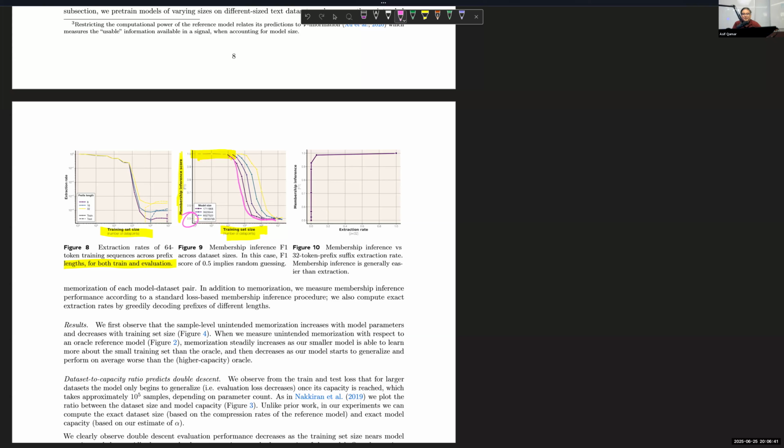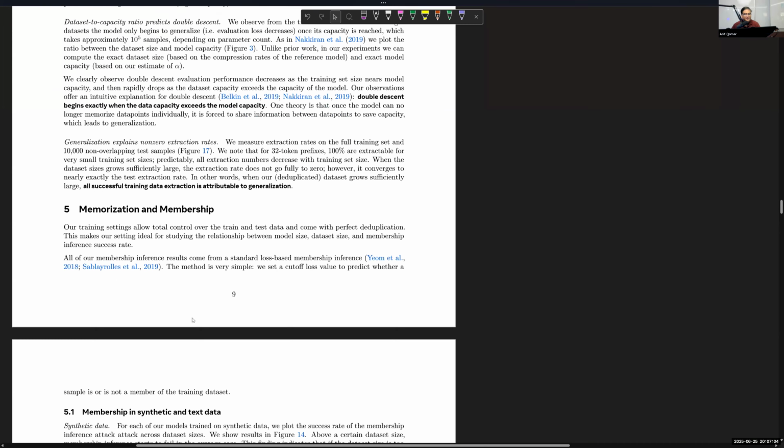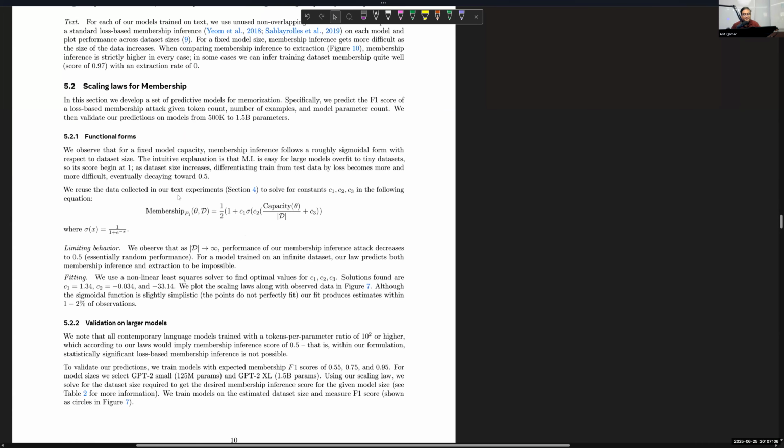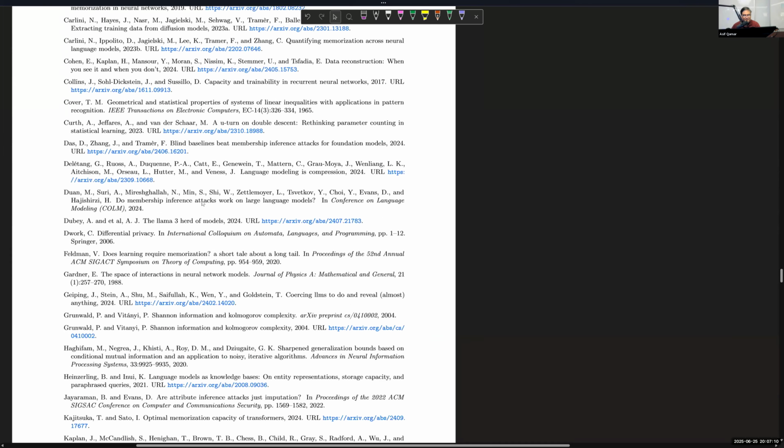And so if you plot membership inference, how well it gets the F1 score, you realize that when the extraction rate is high, membership inference is high. It means that when it memorizes, both of them go together. This is it. So there's a bit of mathematics that goes with it, but that is the core of the paper.